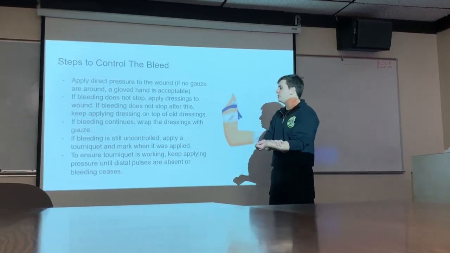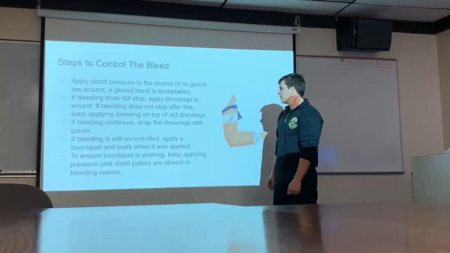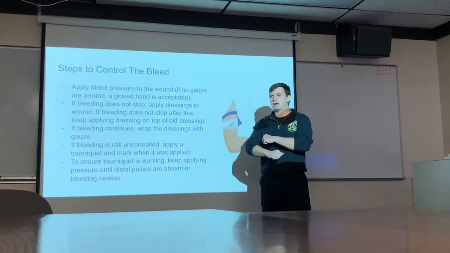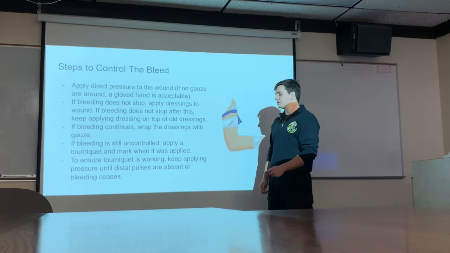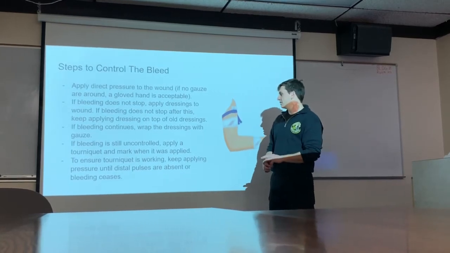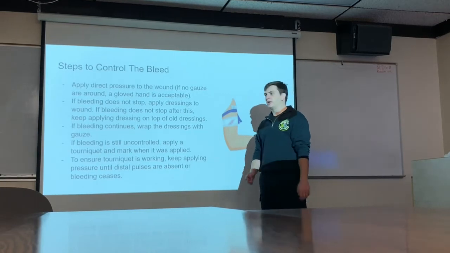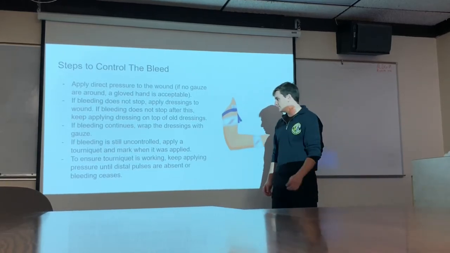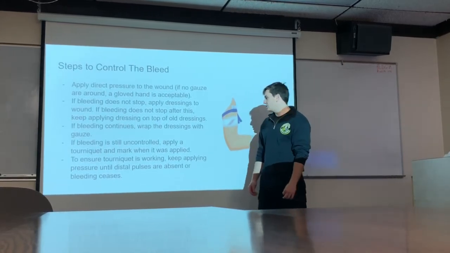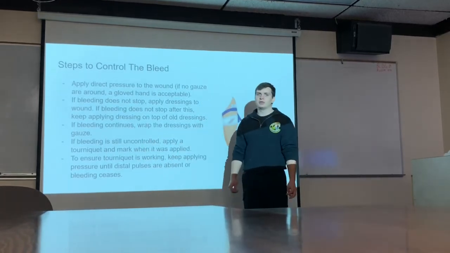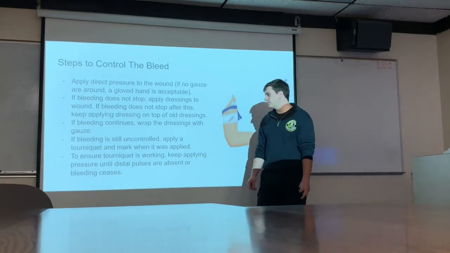That's going to stop the bleed, potentially. If the bleeding continues, you could try wrapping your gauze with some sort of wrap or Co-Ban, something like that. If your bleeding is still uncontrolled, you can apply a tourniquet, and we'll go over how to do the tourniquet later. And then you want to mark when your tourniquet was applied, the time. That's important for the emergency room to know.